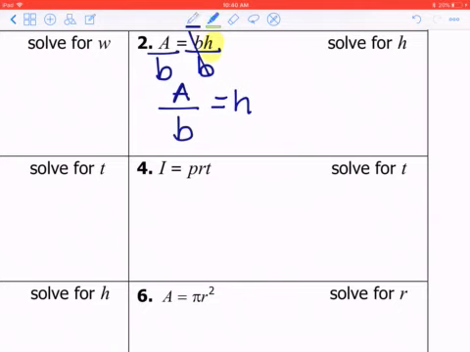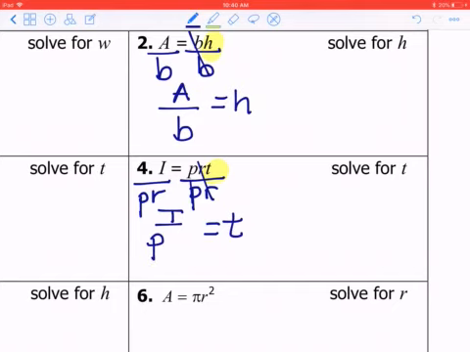Same with 4. Now I'm going to be solving for the variable t. All of this is being multiplied, p times r times t, so I can do this in one step, and I can divide each side by pr. The p's cancel, the r's cancel, and I'm left with t equals I over pr. Oops, that's an I.